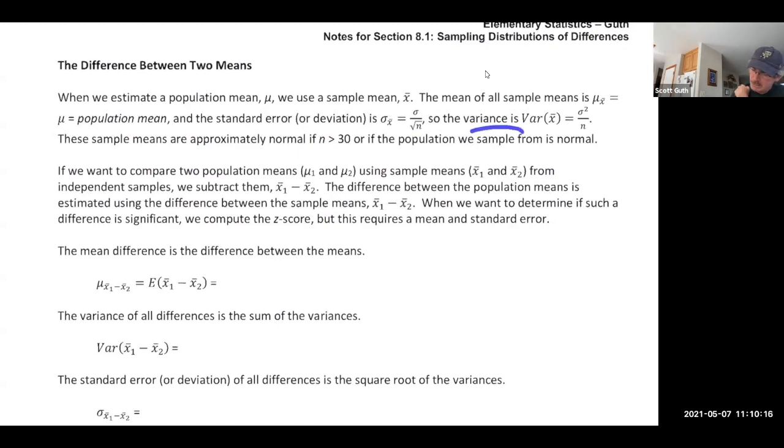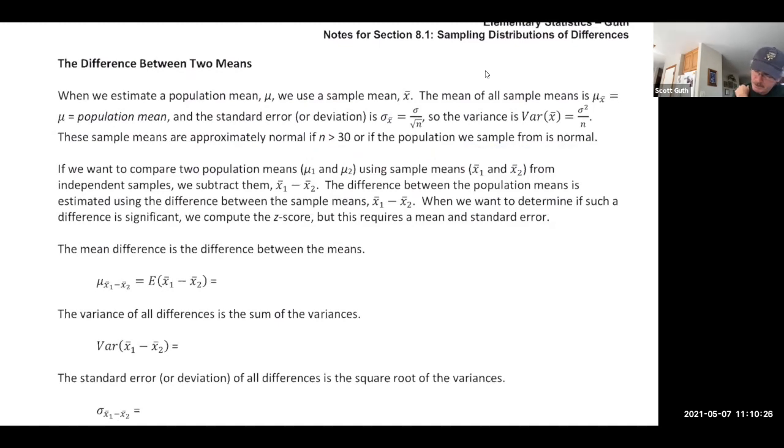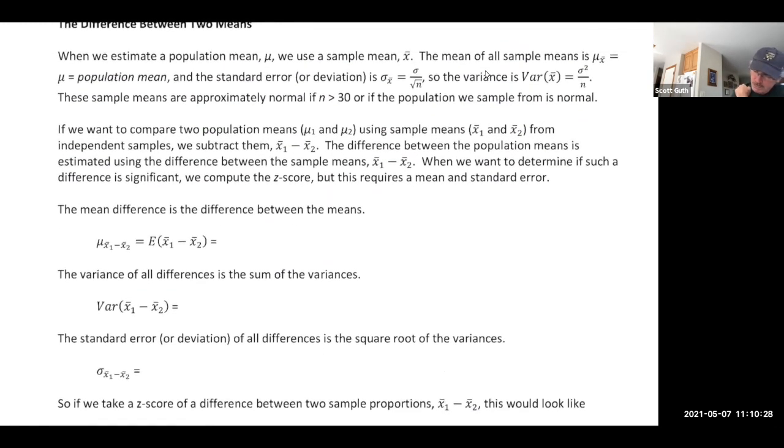Now you square it to get the variance. That's sigma squared over n. And sample means are approximately normal when your sample sizes are bigger than 30 or you're sampling from a normal population. Now we want to take two sample means and two population means. The population means are mu1 and mu2. The sample means will be x bar 1 and x bar 2.